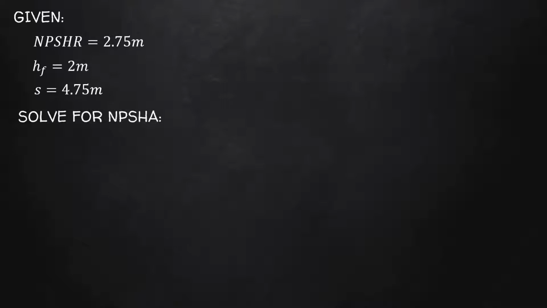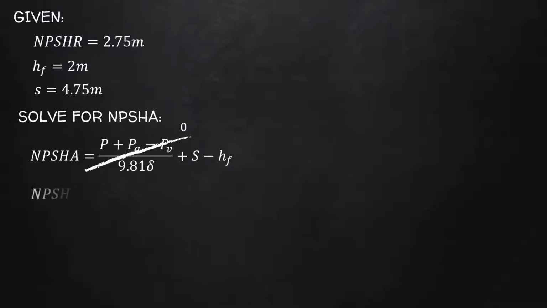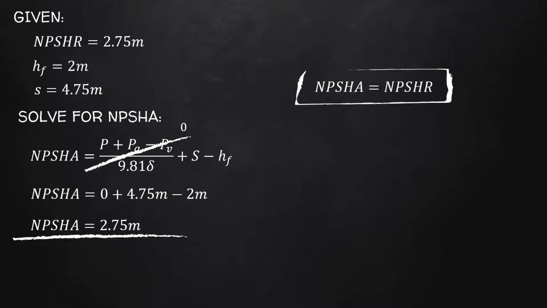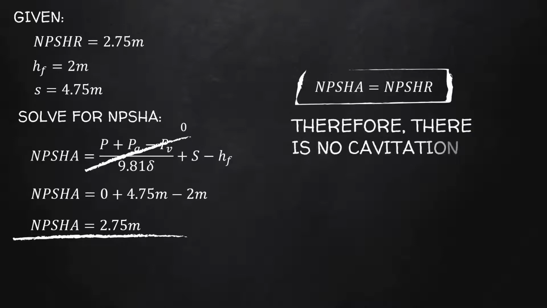As stated in the problem, the net positive suction head required is equal to 2.75 meters. The friction loss in pipes is 2 meters and a pump centerline of 4.75 meters. We will now solve for the net positive suction head available using this formula. Since it is a surface condenser, we will cancel out the pressure head in the equation. Then, substitute the values into the equation and simplify. And we got NPSHA, which is equal to 2.75 meters. NPSHA is equal to NPSHR, therefore, there is no cavitation.